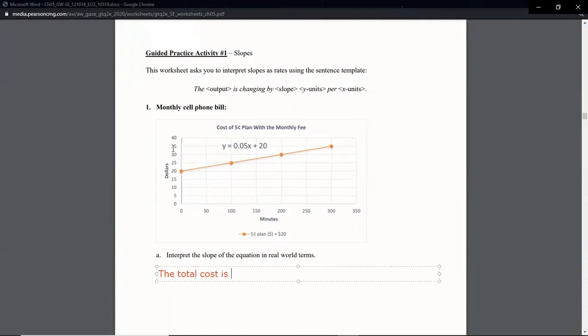So the total cost is changing by, that's the next part of the template. Or if you didn't want to say it's changing by, you could say, well, it's increasing, so it's increasing by. Then the next thing is the slope, the value of the slope, which is the number paired with the variable. That's the variable amount, 0.05. And then you just write the apples per orange, miles per hour, whatever that is. So what are we talking about? We're talking about dollars per minute. Dollars is the Y output, minutes is the X input. So we're going to say by 0.05 dollars per minute. If you wanted to talk in cents, then you could say we're increasing by 5 cents per minute.